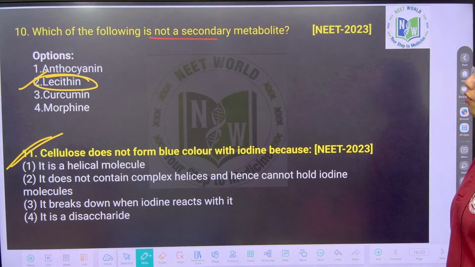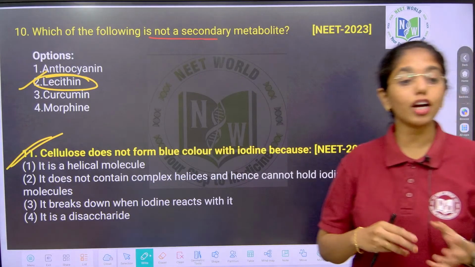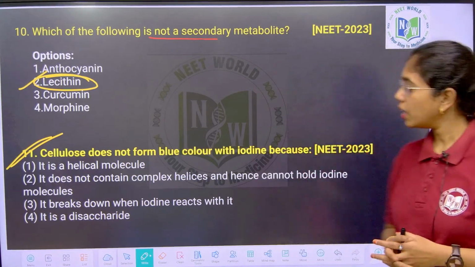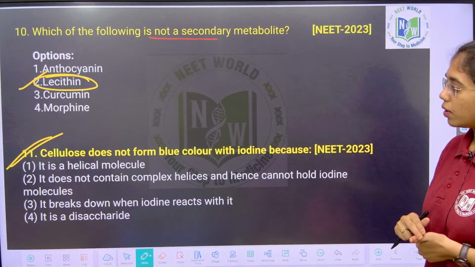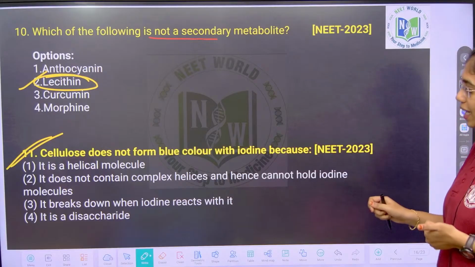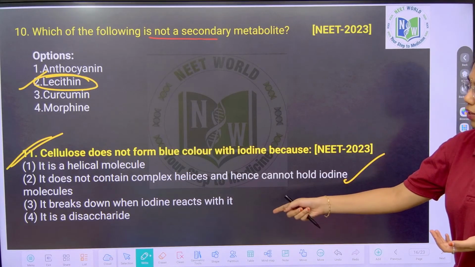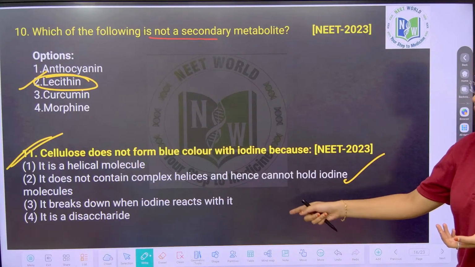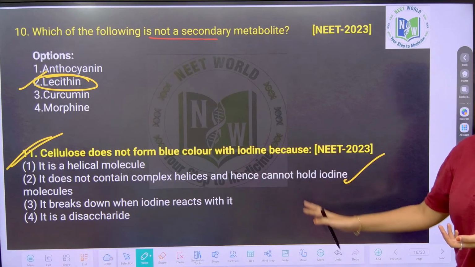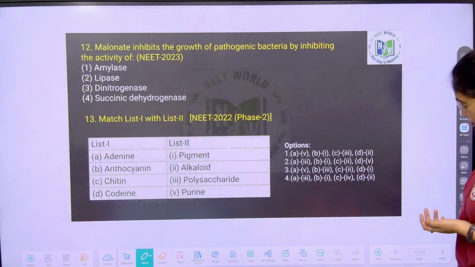Cellulose does not form blue color with iodine. That means cellulose is not forming the complex with iodine, right? It is a helical molecule. We need to identify the reason. It does not contain complex helices and cannot bind with iodine. It breaks down when iodine reacts with it, it is a disaccharide. All these are not reasons. The exact reason is option 2. Next.